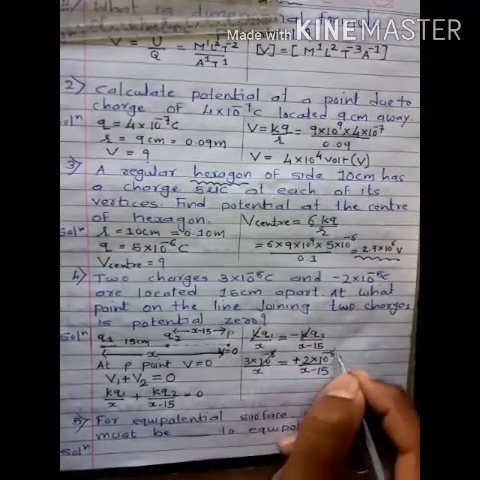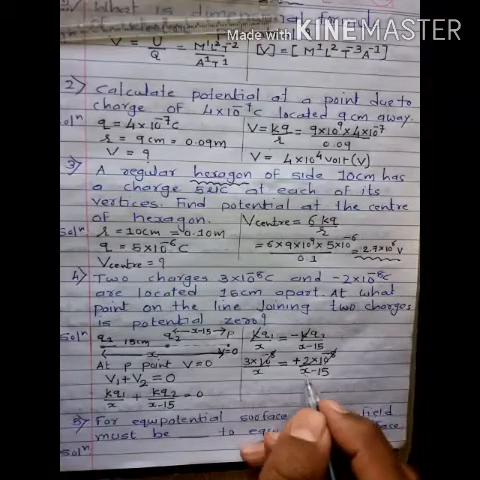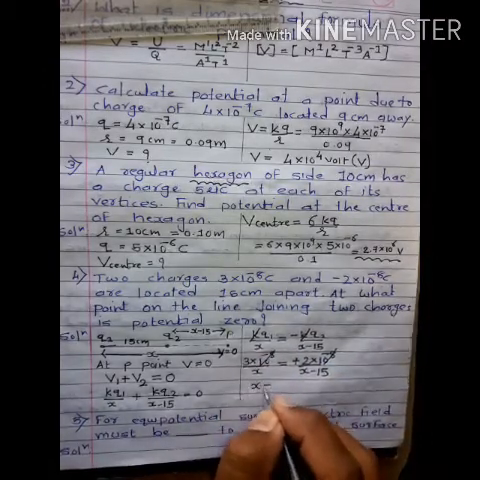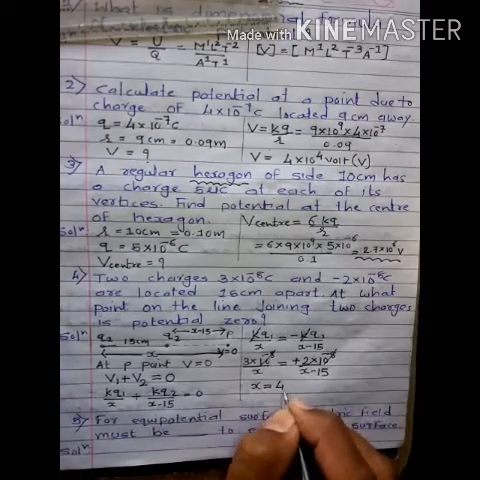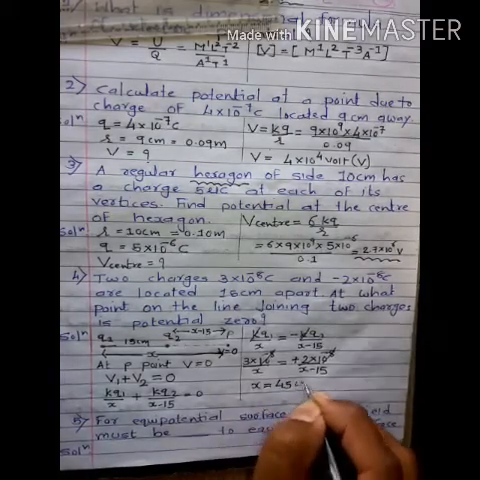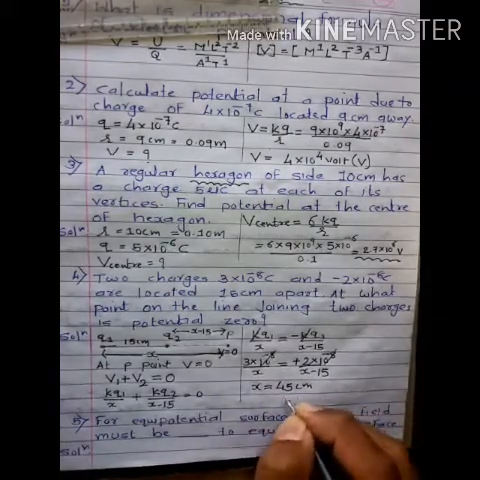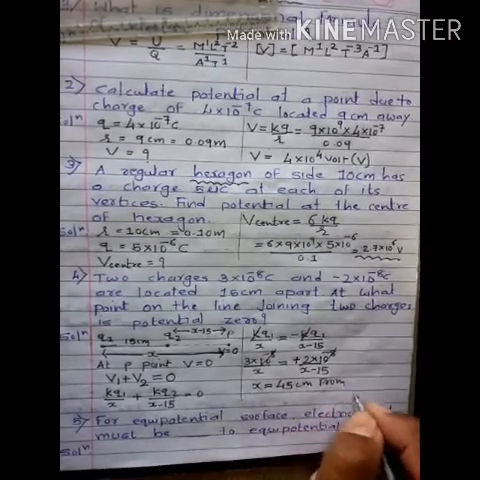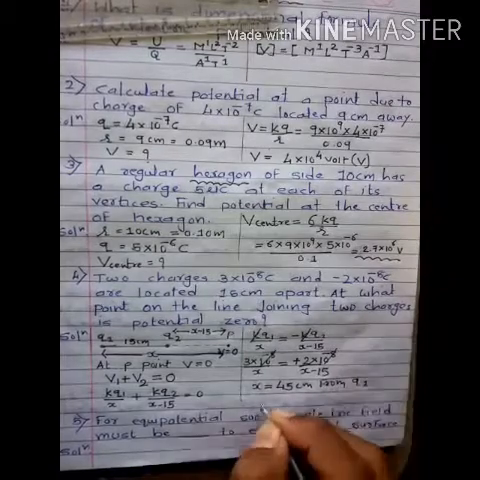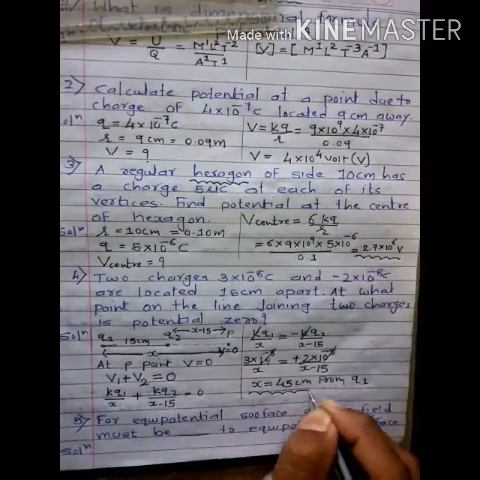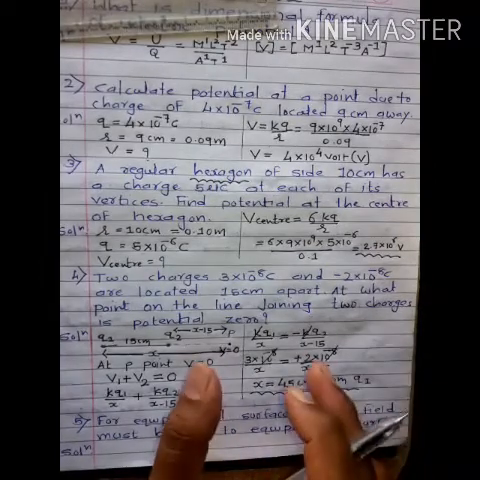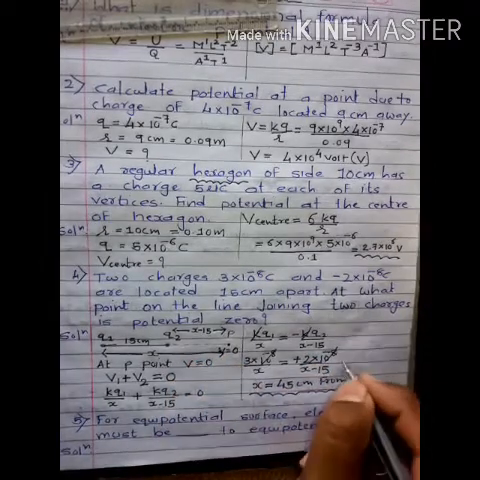Here 10 to the power minus 8 and 10 to the power minus 8 cancel out. Try to solve this term. So your answer is x equals 45 centimeter. Clear? It means at 45 centimeter from the Q1 charge, the total potential V becomes 0. Clear? Try to solve this term.